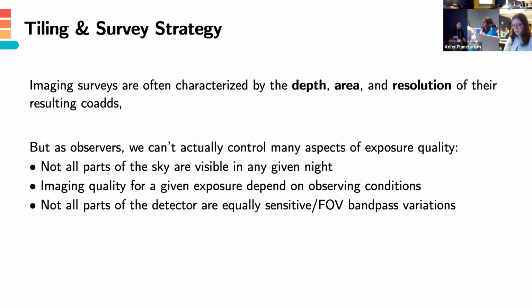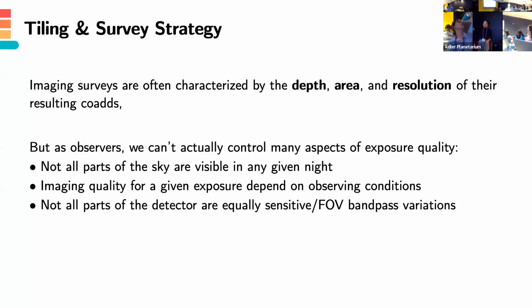So as observers, we can't actually control many aspects of exposure quality. So first, not all parts of the sky are visible in any given night. You might have a night where you have great conditions and you're like, well, I'd really like to go to my deep field. Unfortunately, it's down through the ground. So there's nothing I can do about that. I cannot observe that part of the sky.